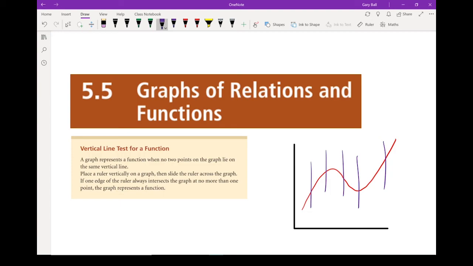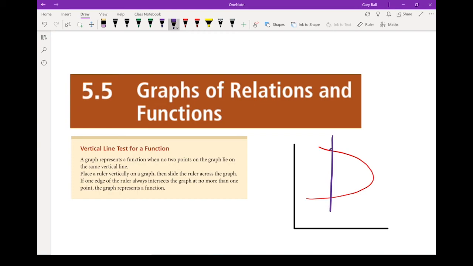And if a vertical line never crosses the graph more than once, you can see there, each vertical line only passes the graph once, I have a function. If I've got a case that looks like this, I do my vertical line. There's my vertical line. If you notice here and here, that vertical line crosses the graph twice. That is not a function.